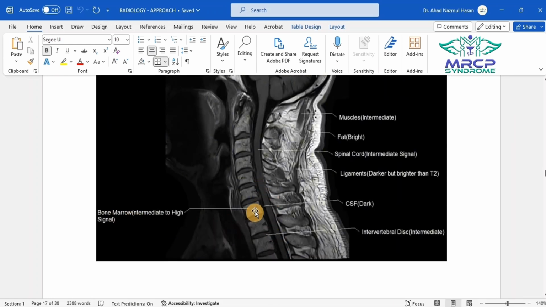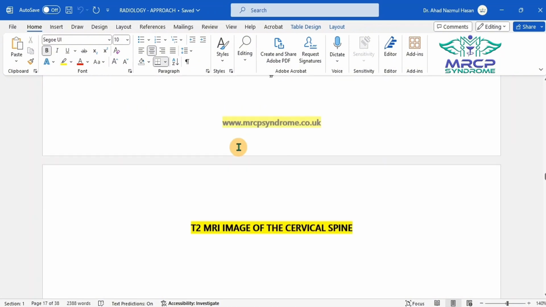And the bone marrow would be intermediate since it contains a very low amount of fat. And the muscles will also be intermediate, as well as the intervertebral disc. So the intervertebral disc is usually iso-intense, and the bone marrow and the muscles are usually intermediate.